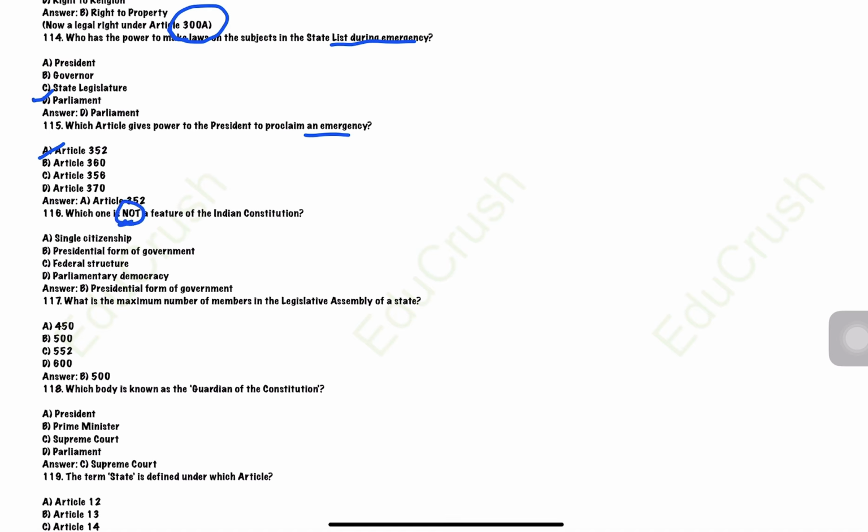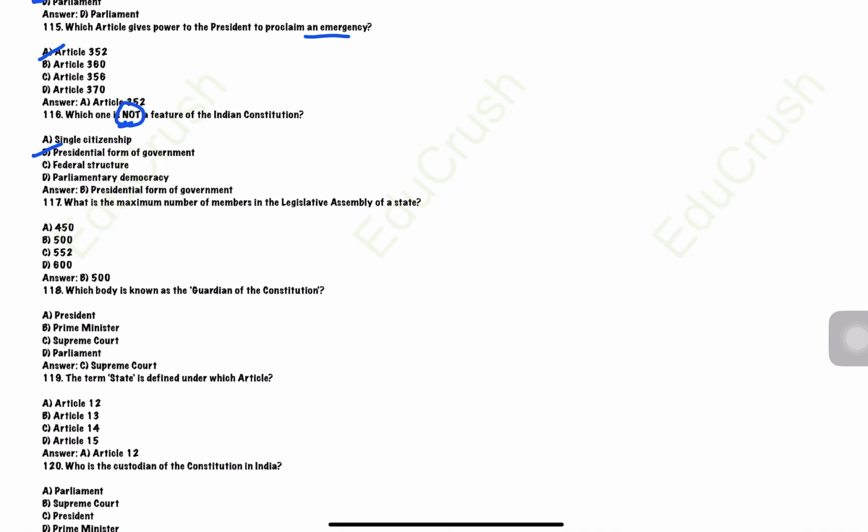Which one is not a feature of the Indian Constitution? Presidential form of government is not a feature of the Indian Constitution. Next, what is the maximum number of members in the Legislative Assembly of a state? 500 is the maximum number of members in the Legislative Assembly of a state.